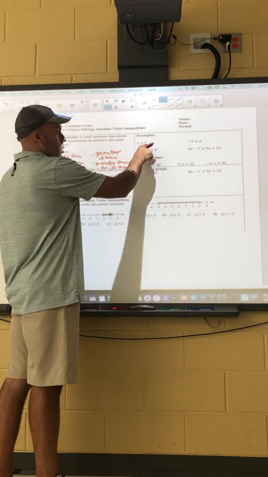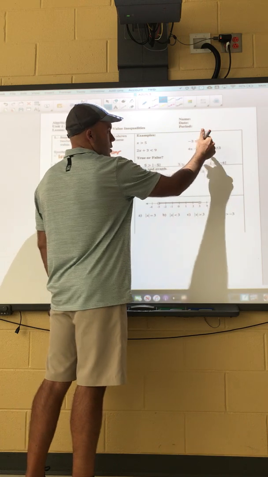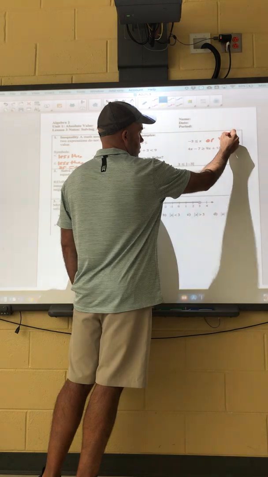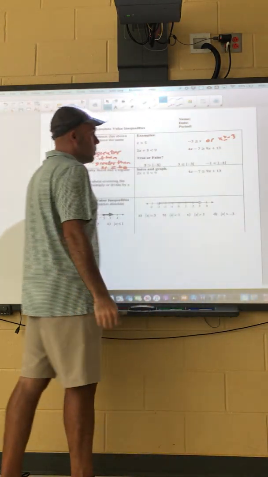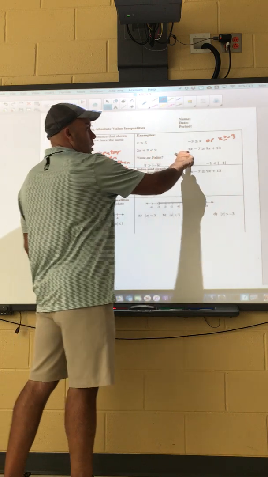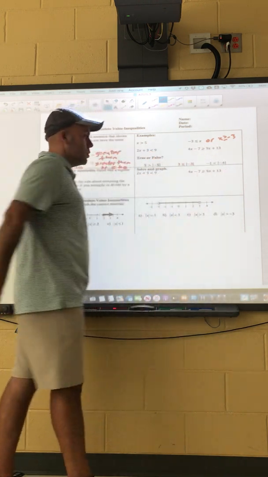All right, so these are examples of scenarios. This is x is greater than 5. The way you'd read this is -3 is less than or equal to x, which keep in mind is the same thing as if I wrote x is greater than or equal to -3. Here this would be read as 2x plus 3 is less than 9. This would be 4x minus 7 is greater than or equal to 9x plus 13.